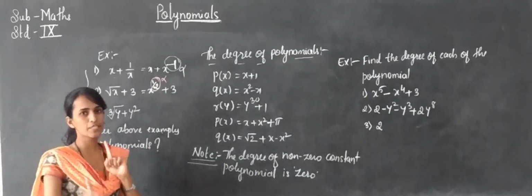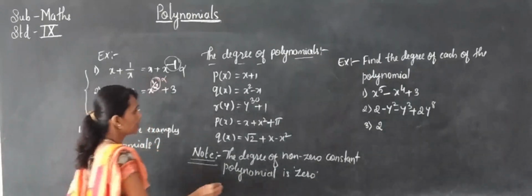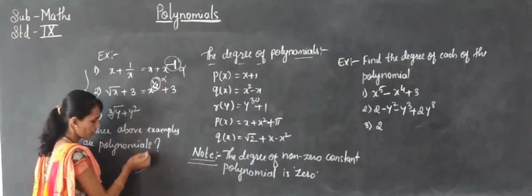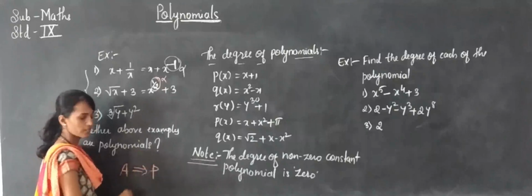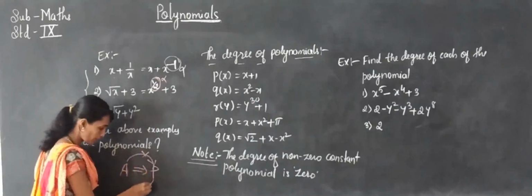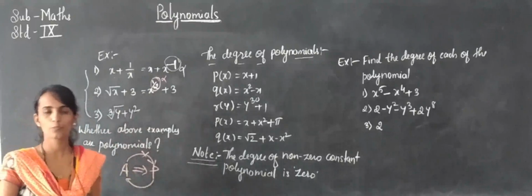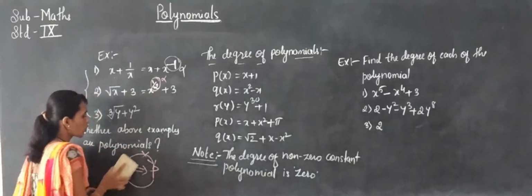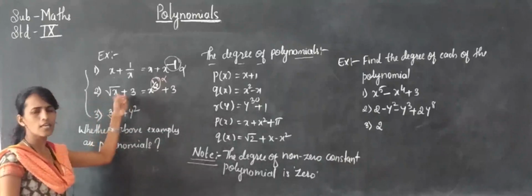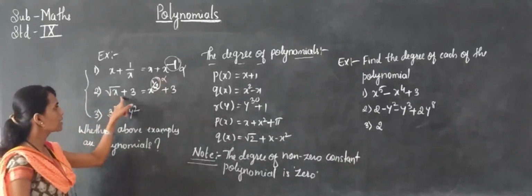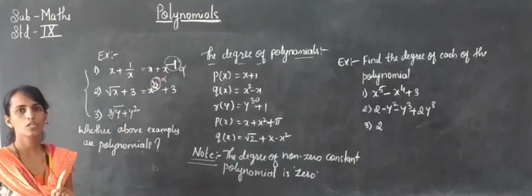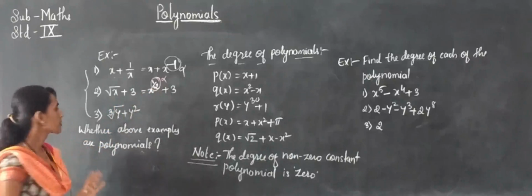But all algebraic expressions are not polynomials. All the polynomials are algebraic expressions, but all the algebraic expressions are not polynomials. See the example here: the square root of x plus 3 is an algebraic expression, but this is not a polynomial because the exponent is not a whole number. Get it? So then next one.